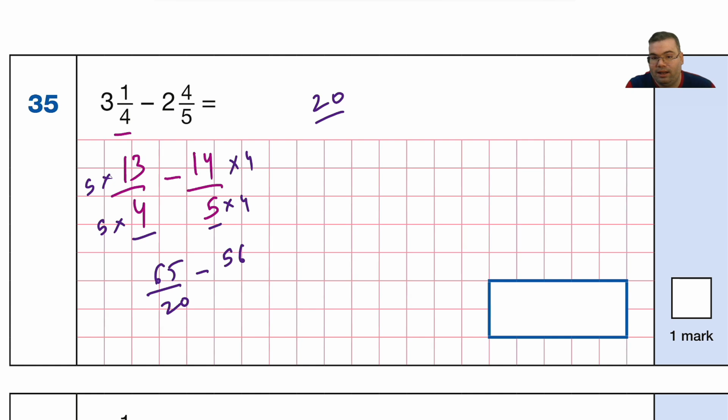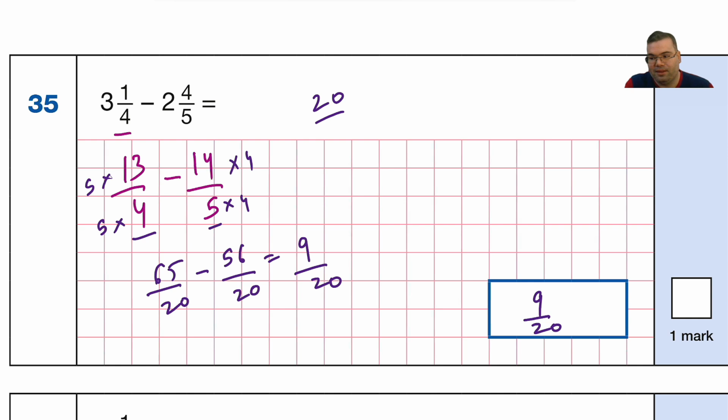Again, how are you doing that? 10 times 4 is 40 and 4 times 4 is 16. So 40 plus 16 is 56, right? You should be very comfortable in this calculation. 5 times 4 is 20. So here the denominator is the same, so we can just subtract them. 65 take away 56, that is 9. So the answer is 9 over 20.